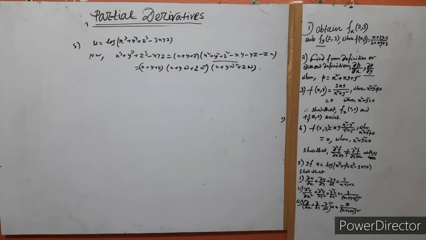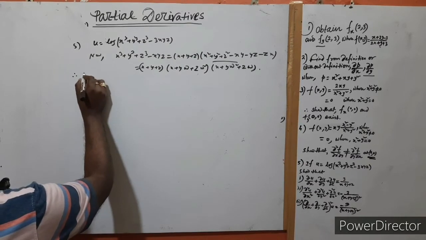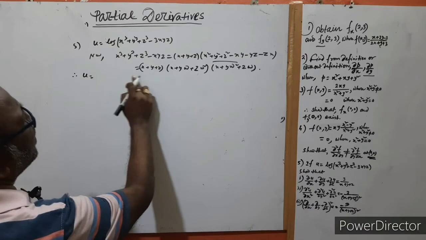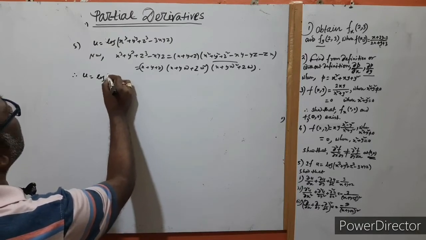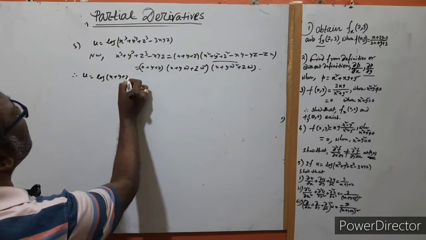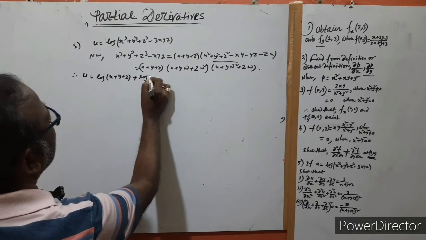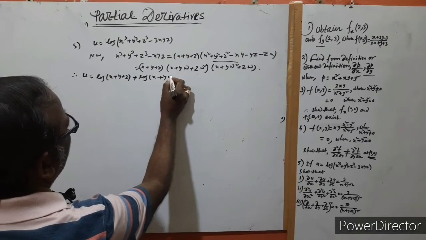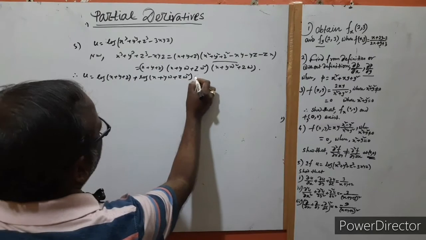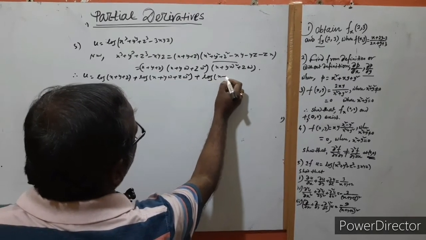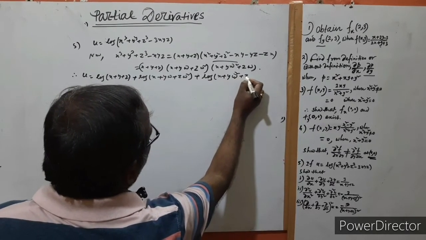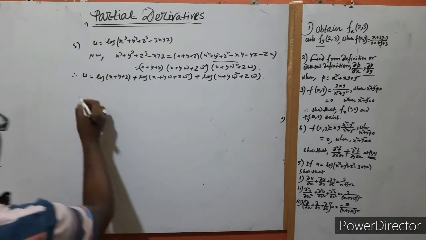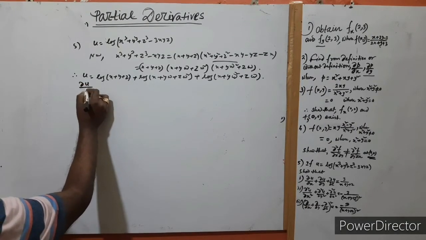See the calculation here. Now this is a log, so u is equal to the log of that. Since it is a product, we can write it as a sum: log of (x + y + z) plus log of (x + yω + zω²) plus log of (x + yω² + zω). Now differentiate ∂u/∂x.